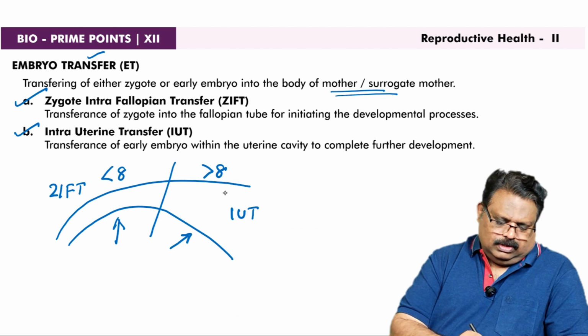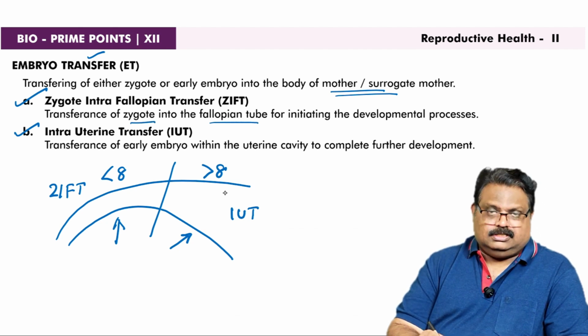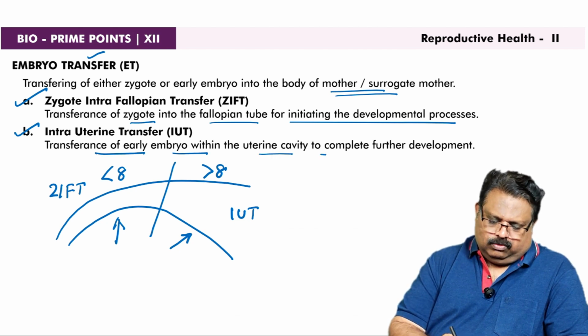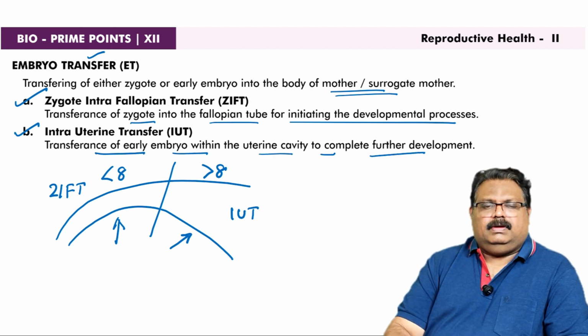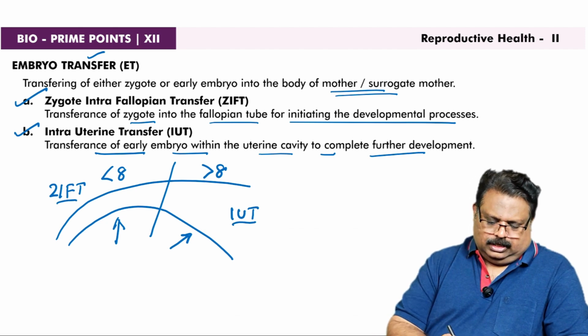You see, the transference of zygote into the fallopian tube for initiating developmental processes is before the 8 blastomere stage. The transference of early embryo within the uterine cavity to complete further development occurs after the 8 blastomere stage. Okay, so a ZIFT and an IUT.